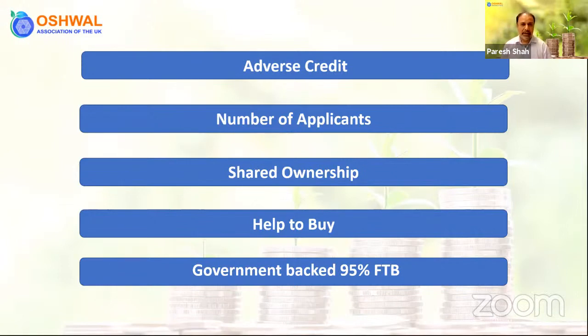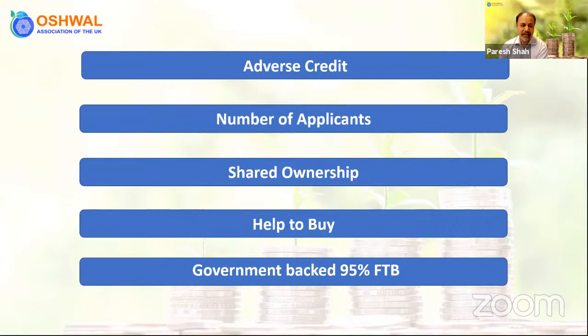Also, help to buy, which has been popular, where the government will pay up to 40% of the deposit. You have to contribute 5%, so effectively you're getting a 55% mortgage. The government has also recently backed 95% first-time buyer mortgages.